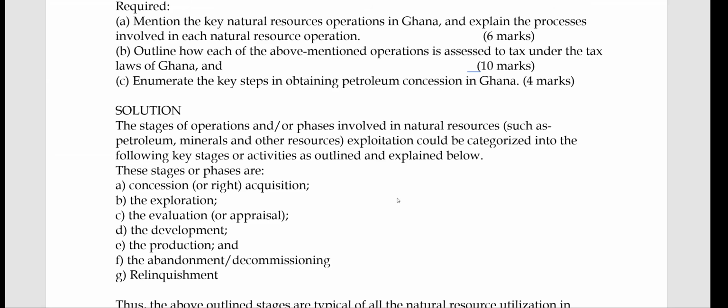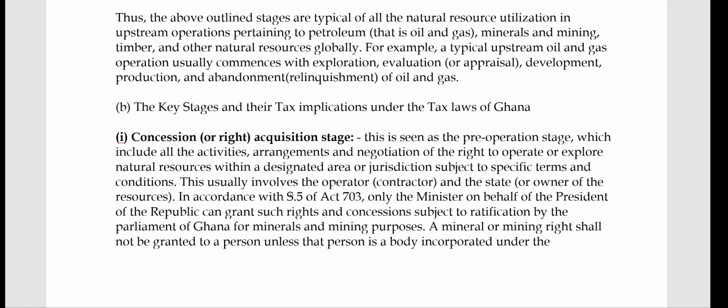Are we okay? Makes sense? Yes, sir. Good. So you see, each of these stages has tax implications under the law. The right acquisition stage is the same as the pre-operating stage, which includes all the activities, the arrangement and negotiation of the right to operate or explore natural resources within a designated area or jurisdiction, subject to specific terms and conditions. This usually involves the operator or the contractor and the state, which is the owner of the resources, in this case, Ghana.